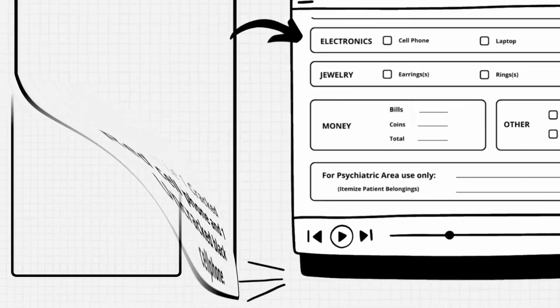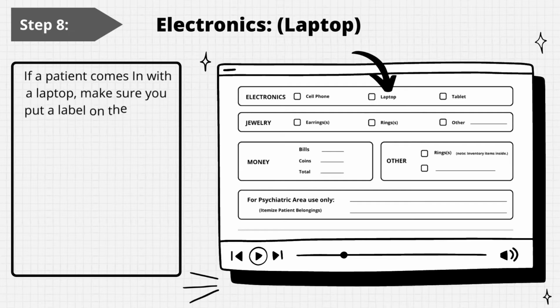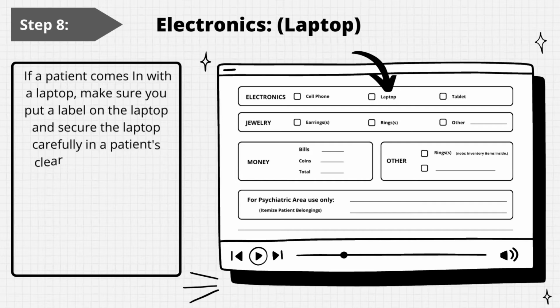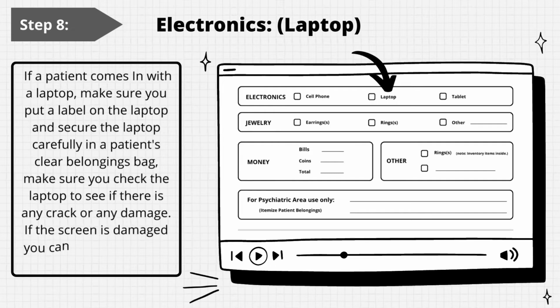Step 8. Electronics, laptop. If a patient comes in with a laptop, make sure you put a label on the laptop and secure the laptop carefully in a patient's clear belongings bag. Make sure you check the laptop to see if there is any crack or any damage. If the screen is damaged, you can write, 1 cracked screen HP laptop.